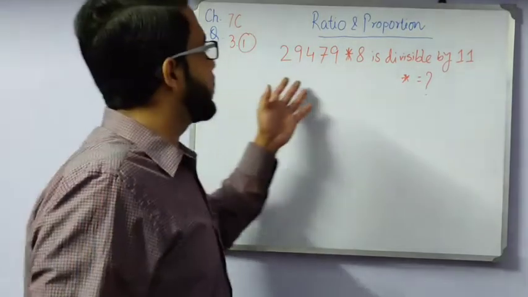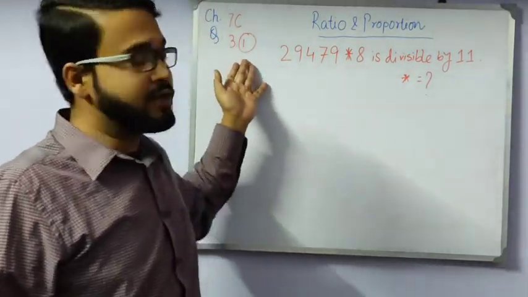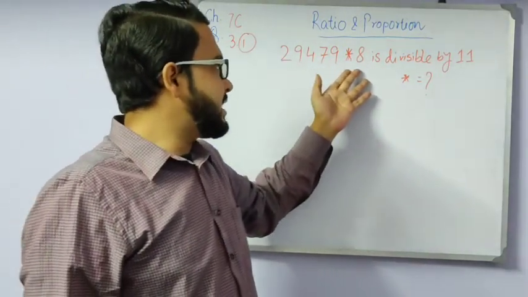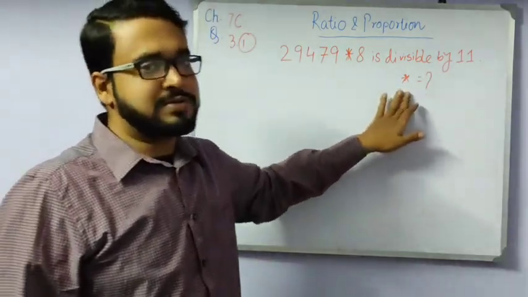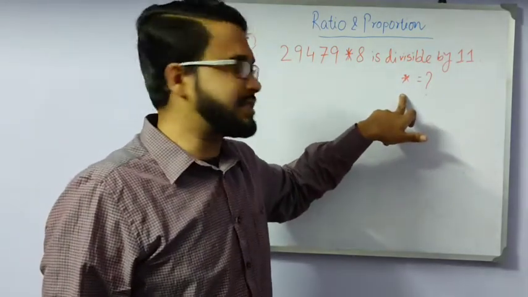Here is another math from chapter 7C 3.1. That is 2947, 9 star 8 is divisible by 11. Find out the value of star. I think this is definitely coming on your exam.